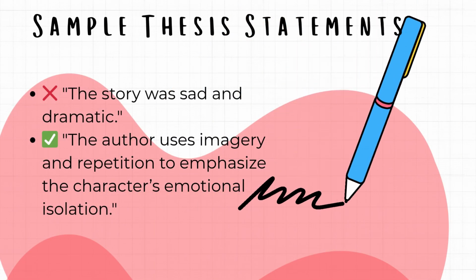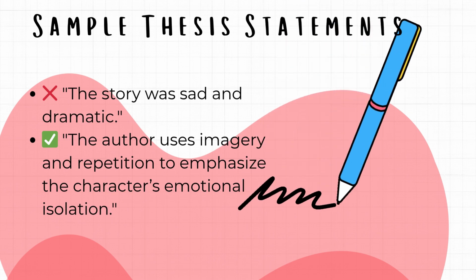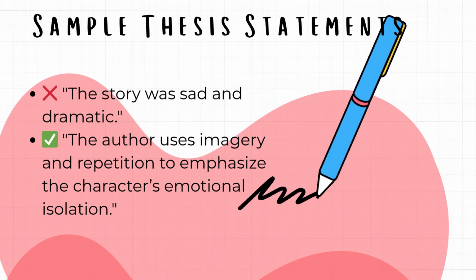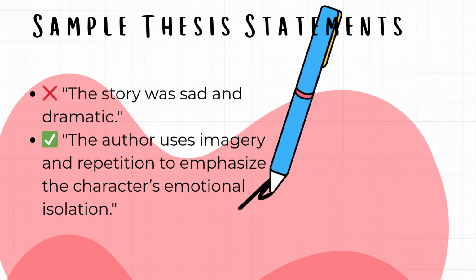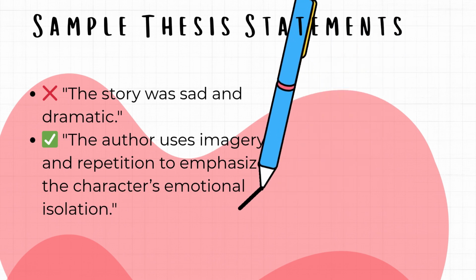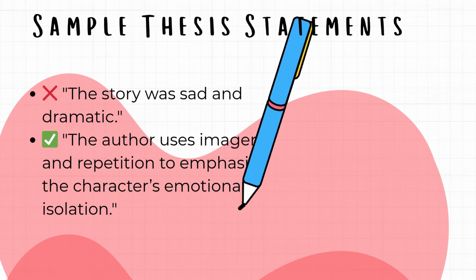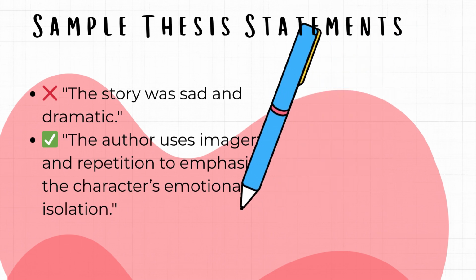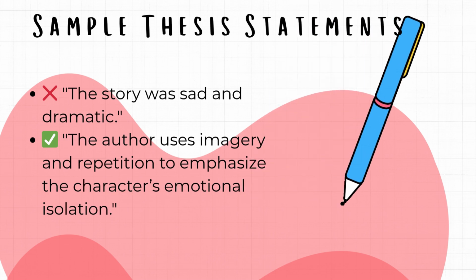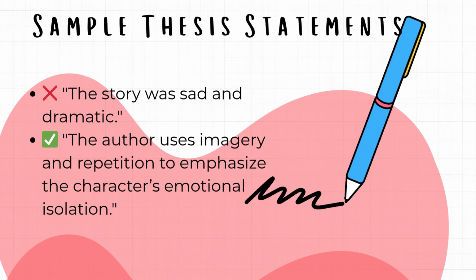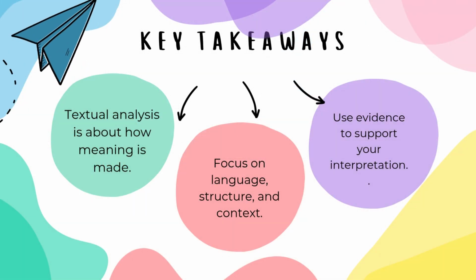So, a sample thesis statement. We don't want a simple generic statement. The story was sad and dramatic, okay? That doesn't really tell us much of anything. However, if we say the author uses imagery and repetition to emphasize the character's emotional isolation, this tells us exactly what we're going to talk about and what specific key points we're going to hit. So we're going to talk about imagery, repetition, and how those are used to emphasize the character's emotional isolation. Be as specific as possible. And then whichever way you introduce your key points in your thesis statement, you want to line up your body paragraphs to reflect that.